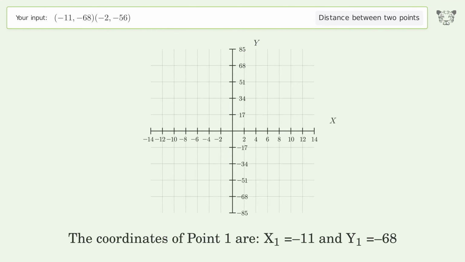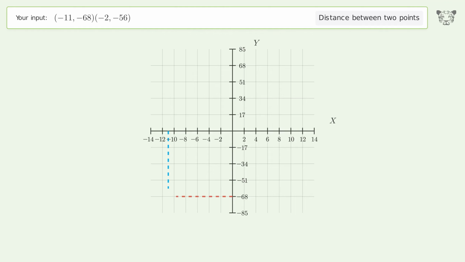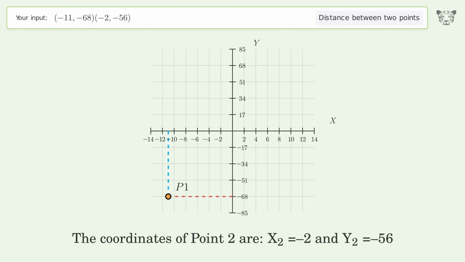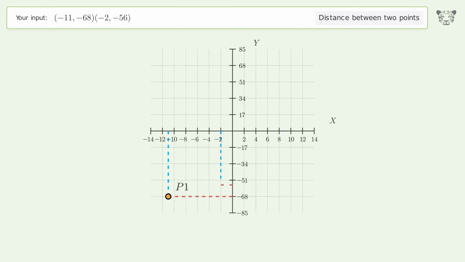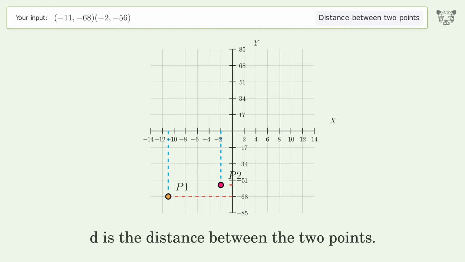The coordinates of point 1 are x1 equals -11 and y1 equals -68. The coordinates of point 2 are x2 equals -2 and y2 equals -56. D is the distance between the 2 points.